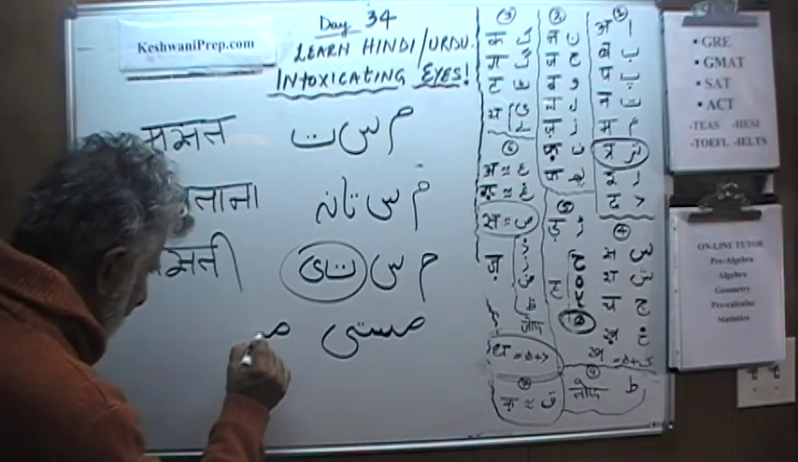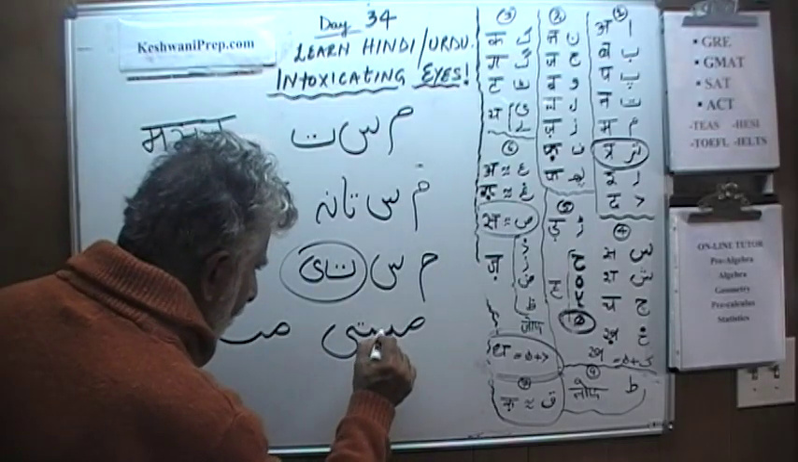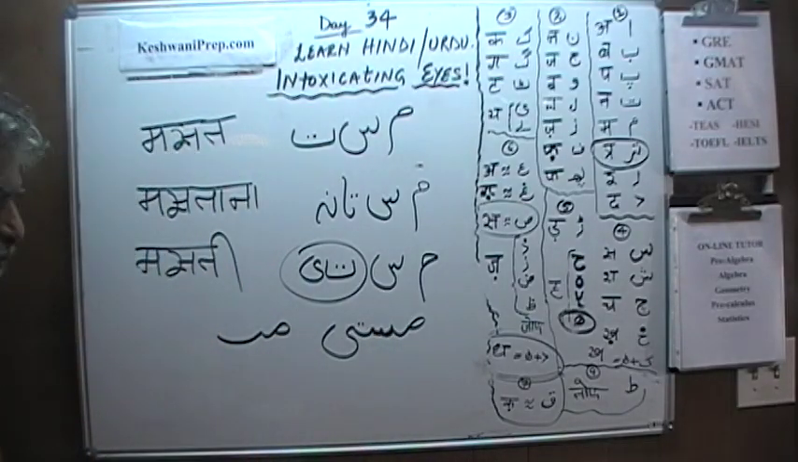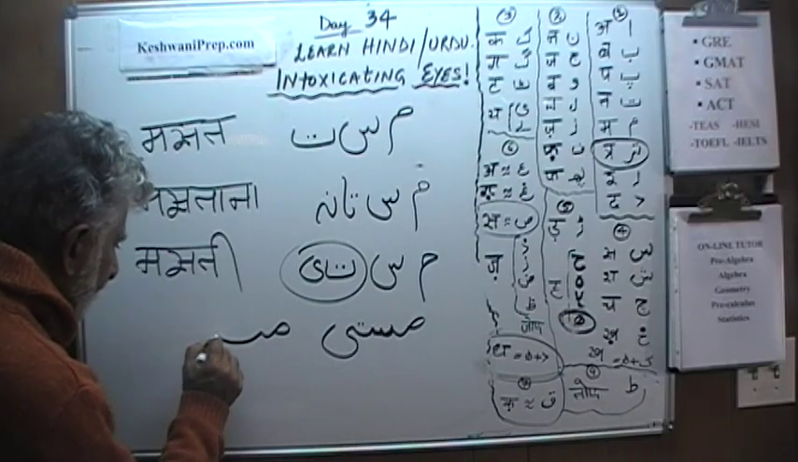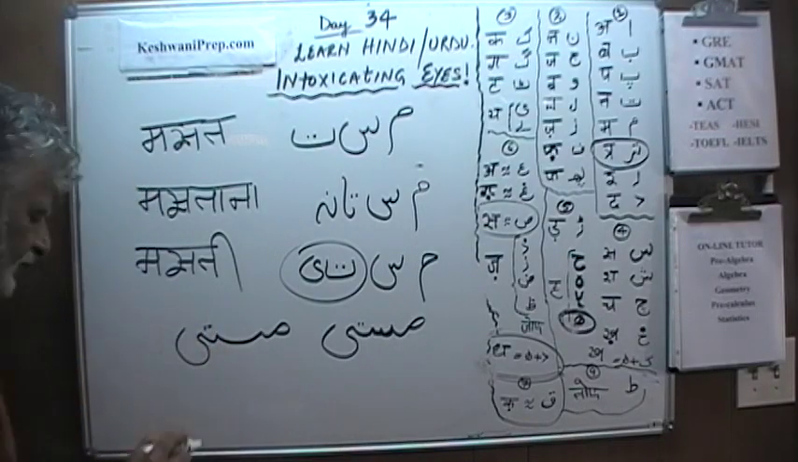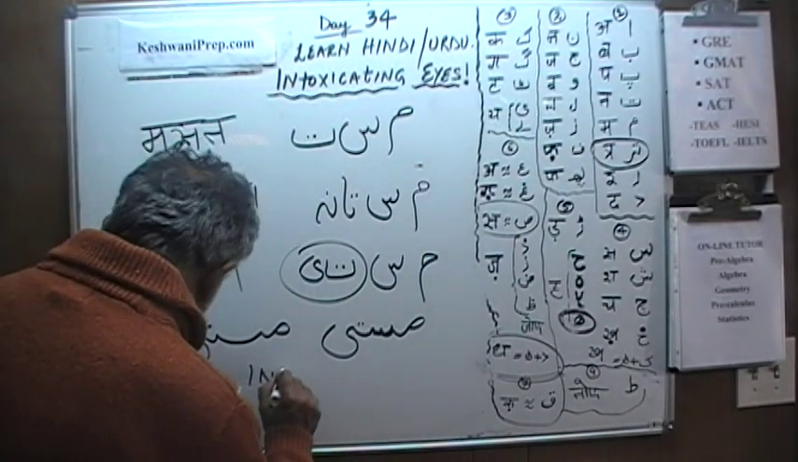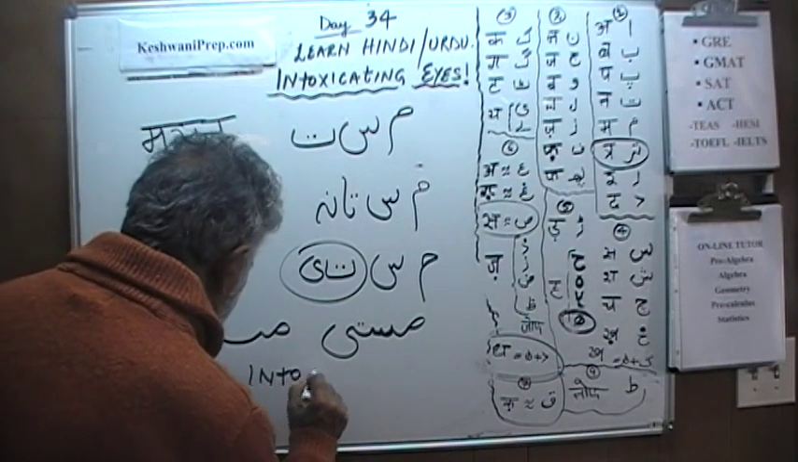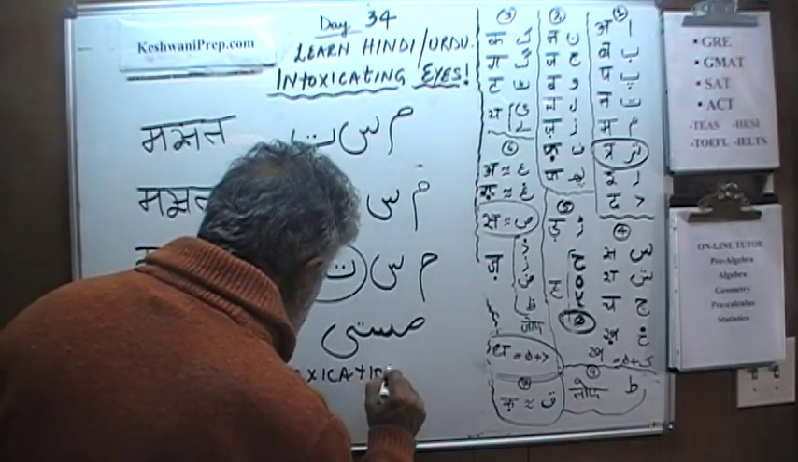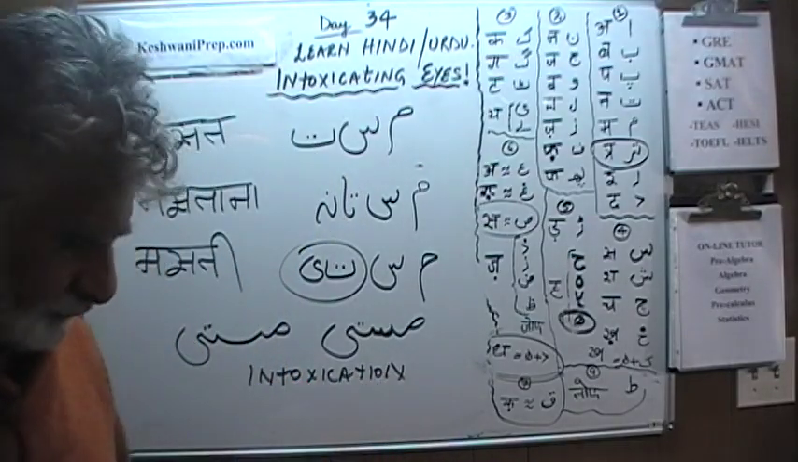M, and then you're going to have one big one for these 2 small ones. Sometimes people are lazy, they want to make 2 small ones, so they make one big one, and then a small one for a te, and then this. Masti. Masti means intoxication.